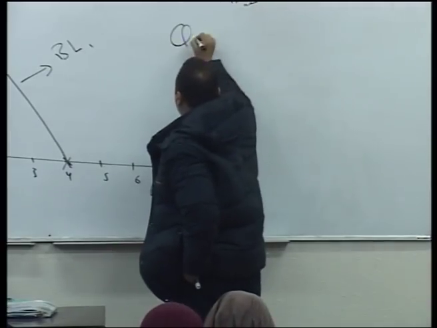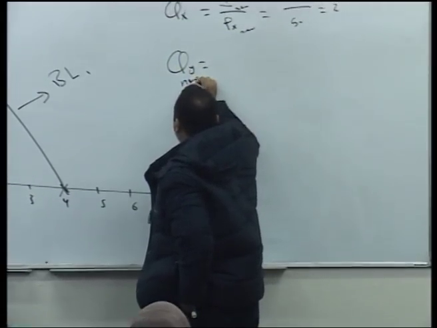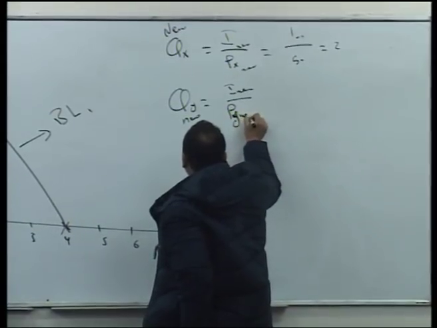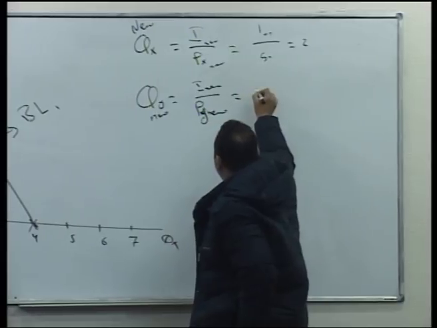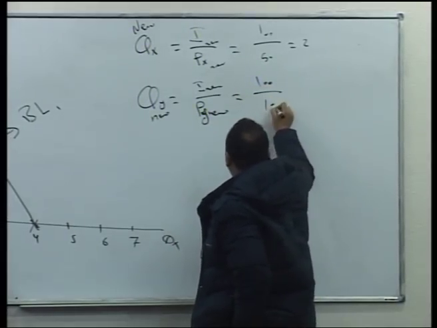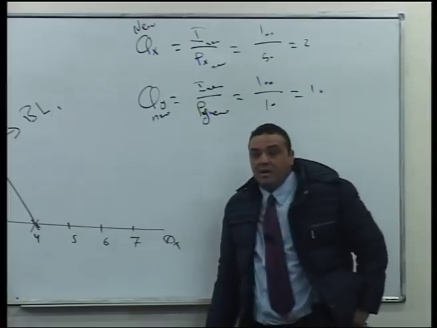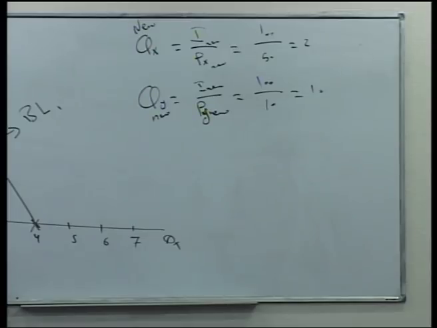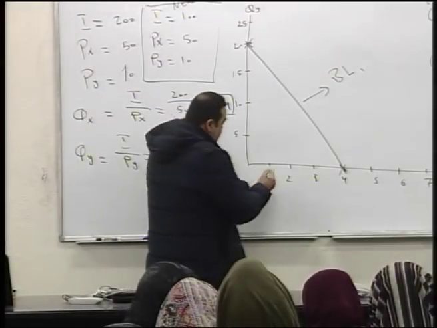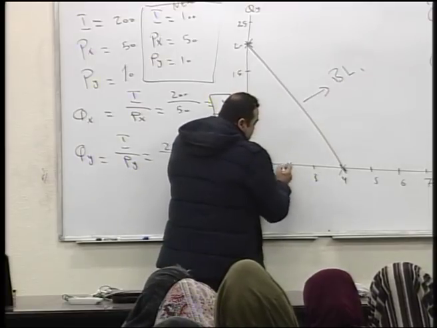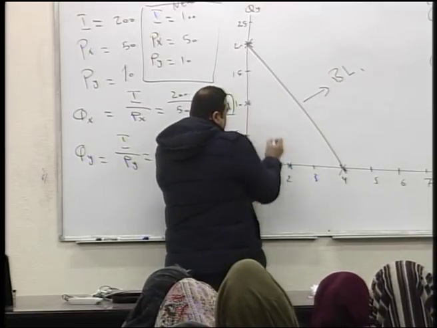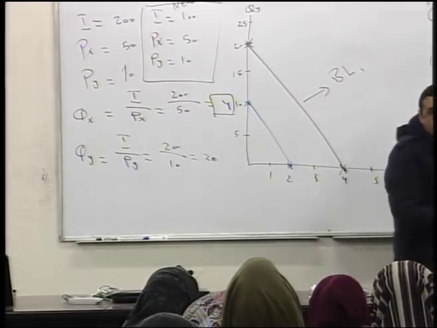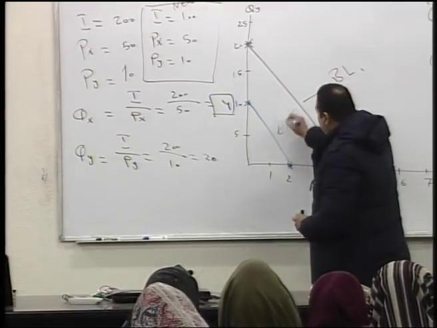But what about the new quantity consumed of Y? It equals the new income over the price of Y. How much is it? 100 over 10 equals 10. So let's derive the new budget line. The quantity of X declined to 2 and the quantity of Y declined to 10. So let's connect these points here. We'll reach a new budget line. Here we have a new budget line.